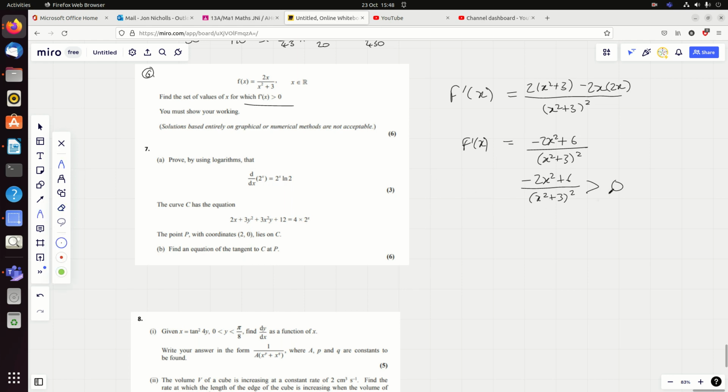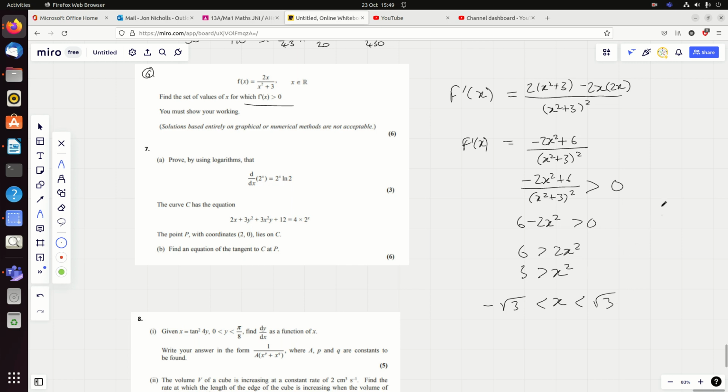Same thing's going to happen. We're going to times that over there. Since it's a strictly positive amount, it's not a problem anyway. So 6 minus 2x squared is greater than 0. So 6 is greater than 2x squared. So x squared is less than 3, if you like. Well, if x squared is less than 3, that means x is trapped between minus root 3 and root 3, yeah? Draw the diagram if you're not convinced.